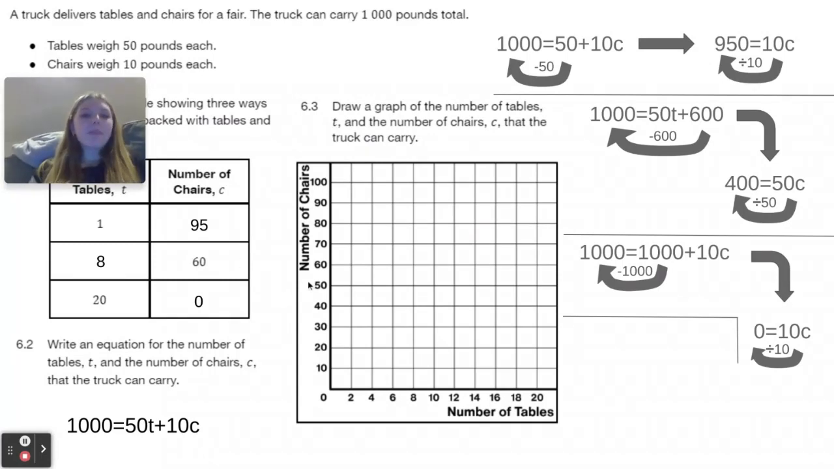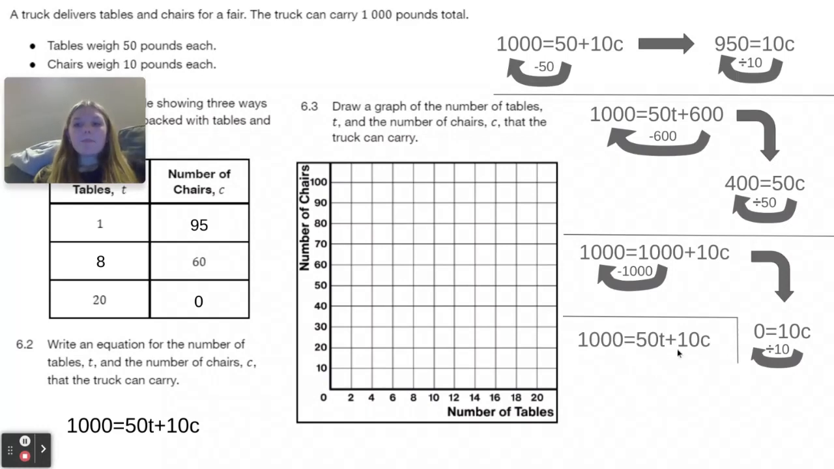So now we have to draw a graph of the number of tables, T, and the number of chairs, C, that the truck can carry. So it's easier to find the x and y intercepts, which is basically where the line goes through the x-axis and where the line goes through the y-axis.